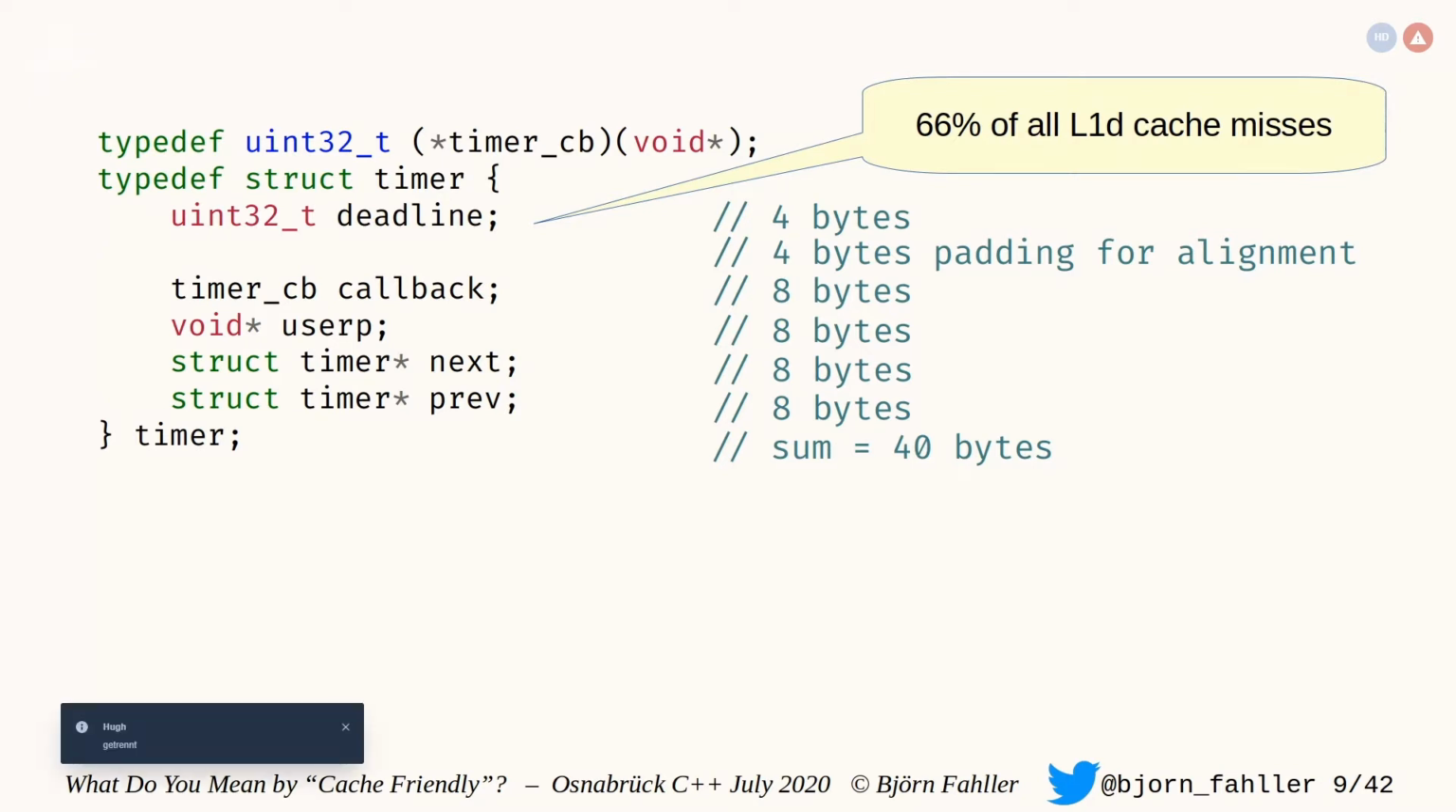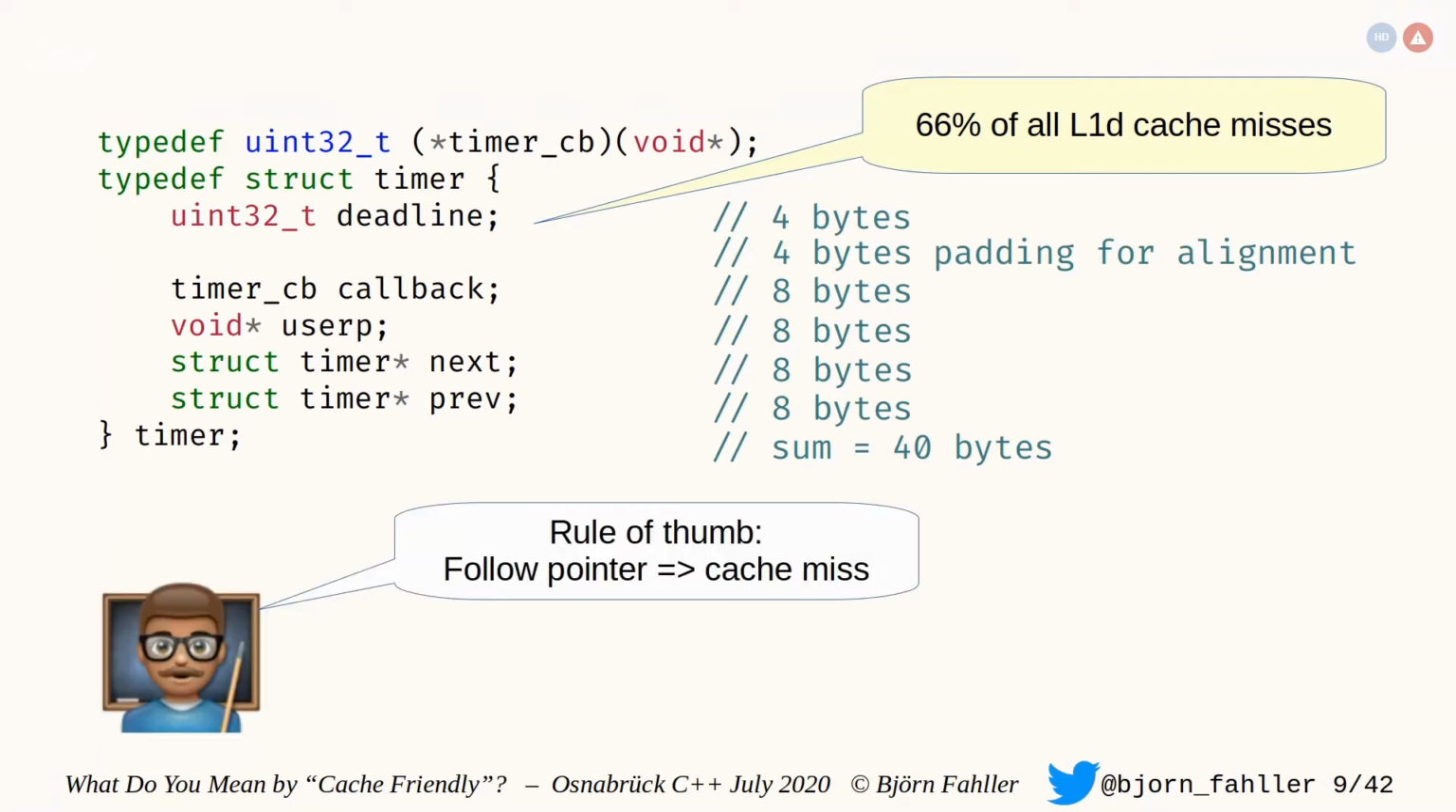And how come? Well, we get to this timer struct via a pointer, and the CPU has no way of knowing beforehand where in memory that is. So that structure is extremely likely to not be in cache. So we have to wait for the entire cache line to be read until the CPU can check this deadline compared to the desired deadline. So here's a first rule of thumb: when you have data structures where you follow pointers, assume that following a pointer is a cache miss, unless you have very good information to the contrary. Just as a rule of thumb.